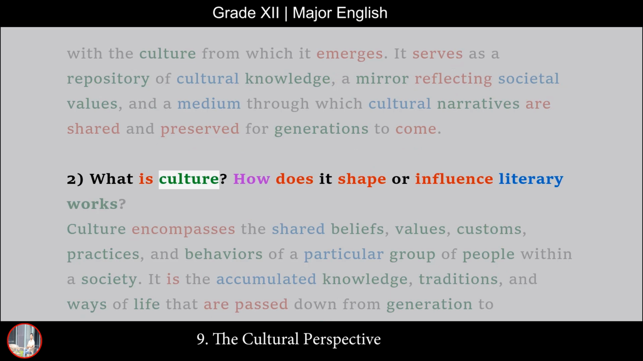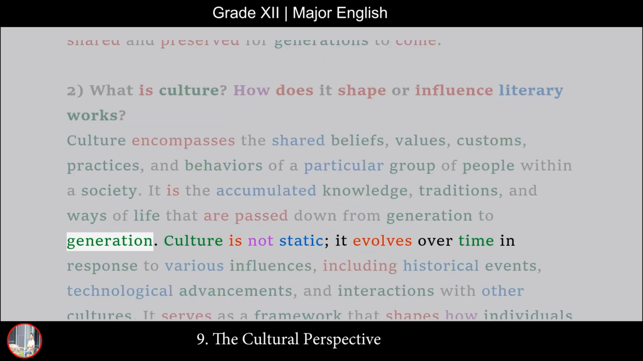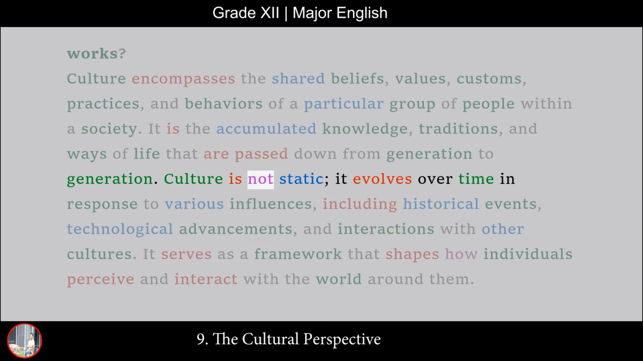2. What is culture? How does it shape or influence literary works? Culture encompasses the shared beliefs, values, customs, practices, and behaviors of a particular group of people within a society. It is the accumulated knowledge, traditions, and ways of life that are passed down from generation to generation. Culture is not static; it evolves over time in response to various influences, including historical events, technological advancements, and interactions with other cultures. It serves as a framework that shapes how individuals perceive and interact with the world around them.